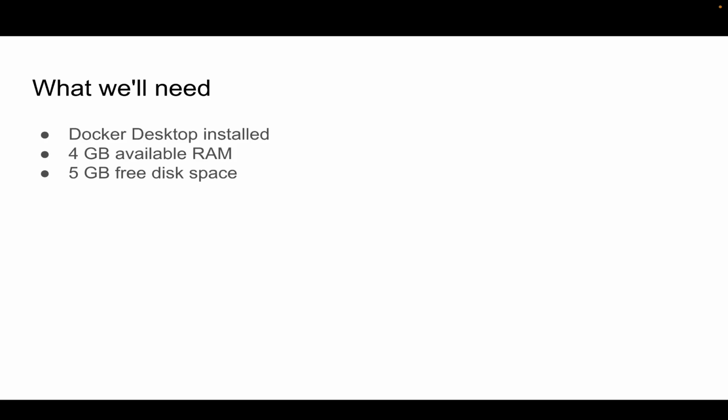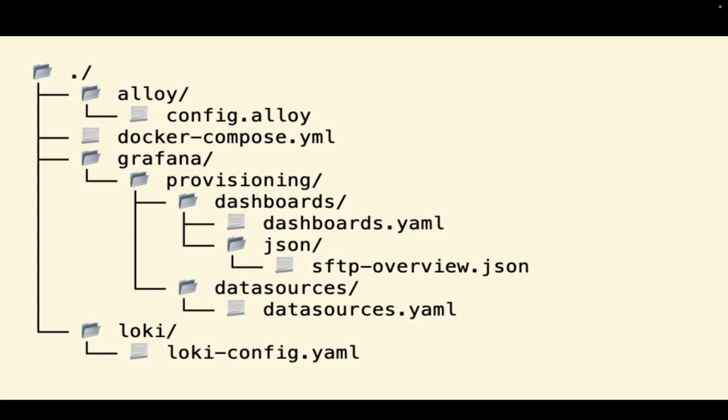Next, let's create our project structure. In a new folder, create subfolders for Alloy, Grafana, and Loki. And then within the Grafana folder, create some more subfolders. Here I have a provisioning subfolder. And then under provisioning, I have dashboards and data sources. And then within dashboards, I have another subfolder, JSON.